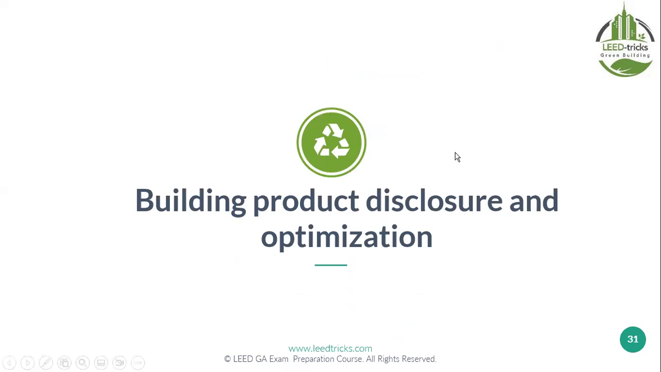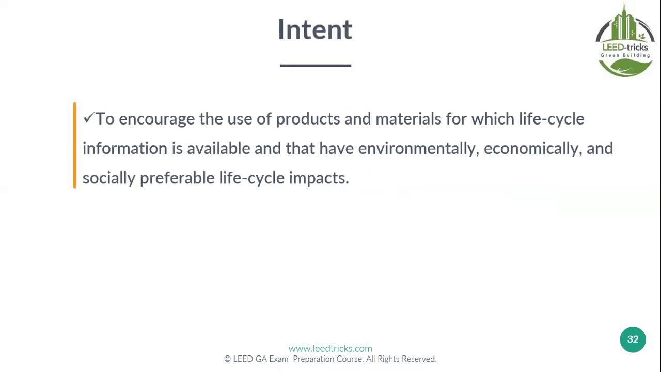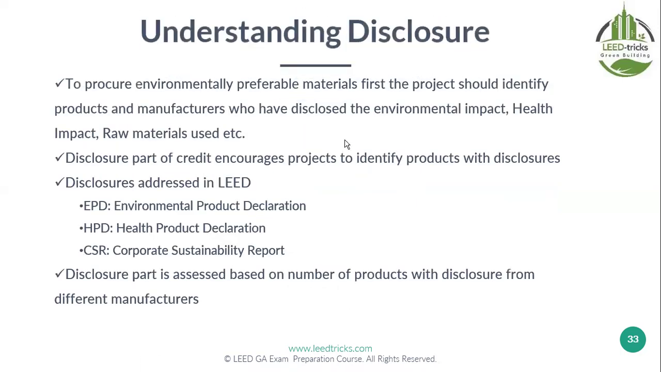Building product disclosure and optimization. This is another credit. What does building product disclosure mean? The product will disclose. When you buy medicine, guys, for example, you find a pamphlet inside the box, a paper which lists the side effects and so on. This is the product disclosure. In building materials, we call it product disclosure and optimization, meaning how to improve it. When you disclose something wrong, you always improve. So in LEED, they want you to disclose.